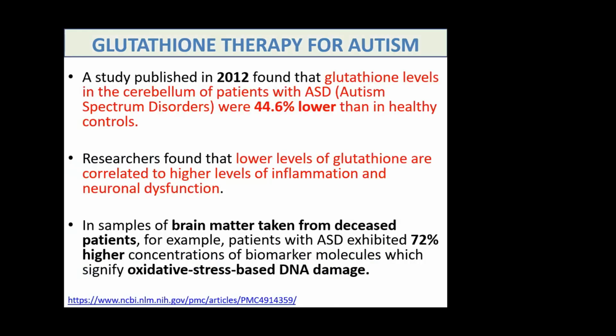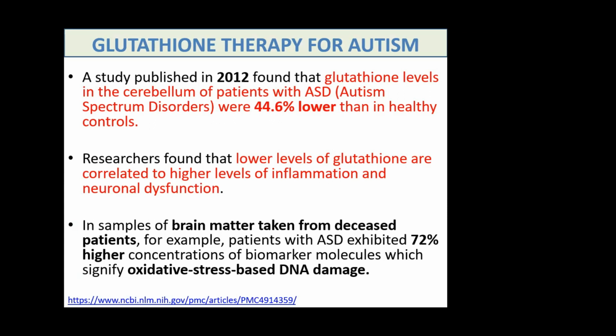A study published in 2012 found that glutathione levels in the cerebellum, that's the back part of the brain, of patients with ASD were 44.6% lower than in healthy controls. So that is a huge decline. It's something you expect in older people, 50 years and above, right? But these are children already having that kind of low levels of glutathione.